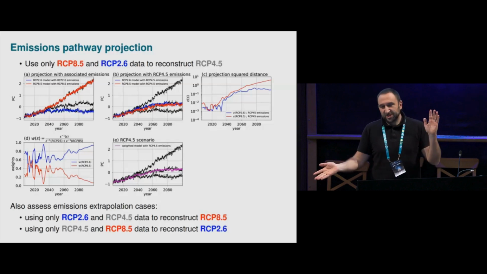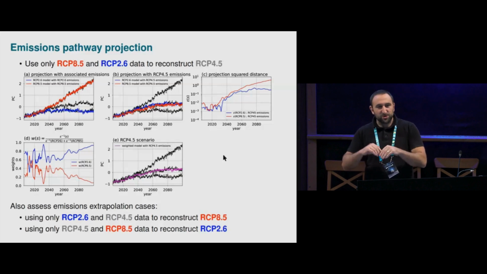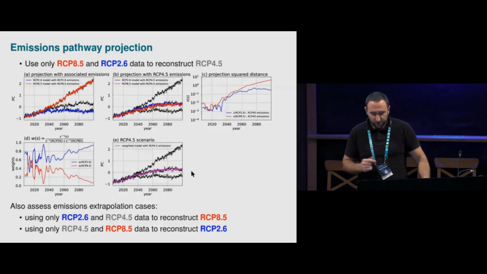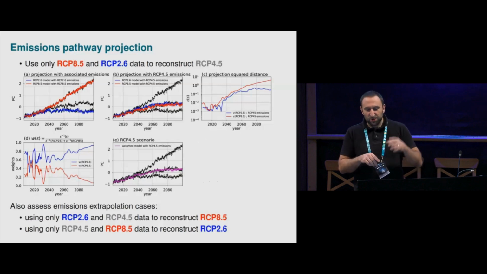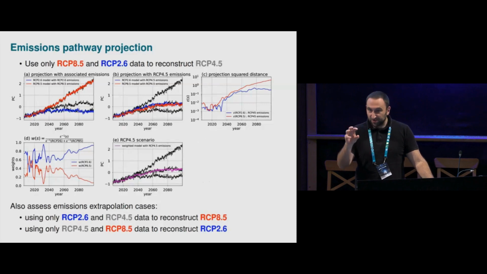Right? So you might say, well, that's an easy case. Using the top case and the bottom case to reconstruct something in the middle is like interpolation, which is true. But we've also used the top two to reconstruct the bottom one, and the bottom two to reconstruct the top one, and it's all equally valid. So that's all based on trying to reconstruct the climate change component.